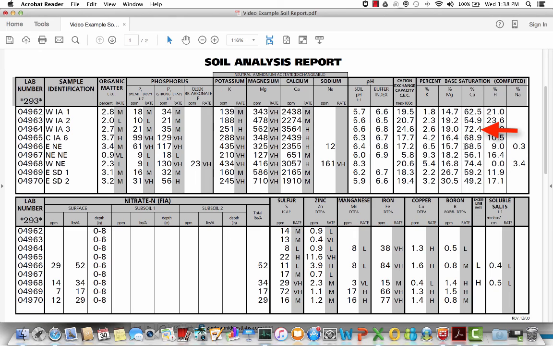Samples number 4 and 5, these are the central Iowa and the eastern Nebraska. Just by coincidence, they happen to have pretty much the same percent calcium on the base saturations. They look fine to me. I wouldn't have any concerns there. I'm right within that range I want to be at.